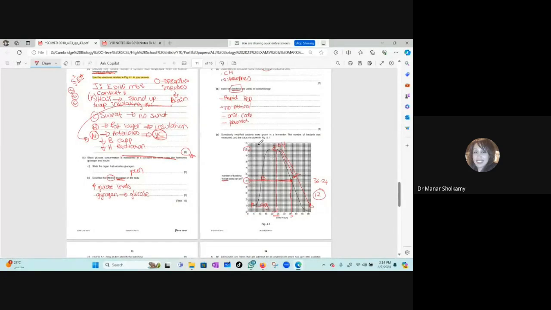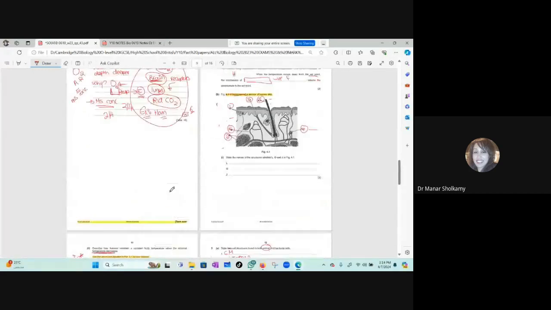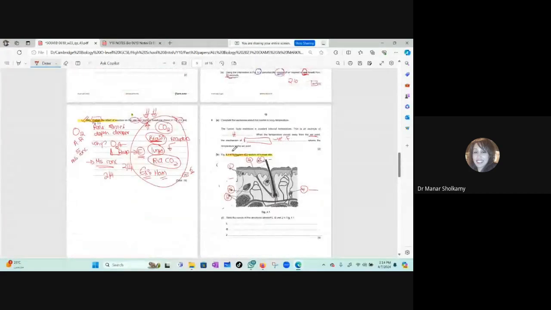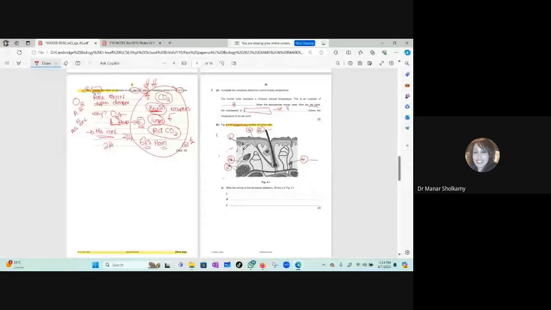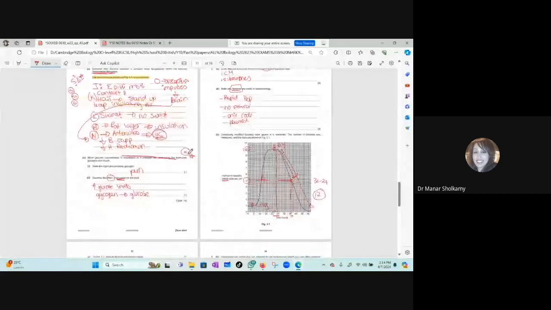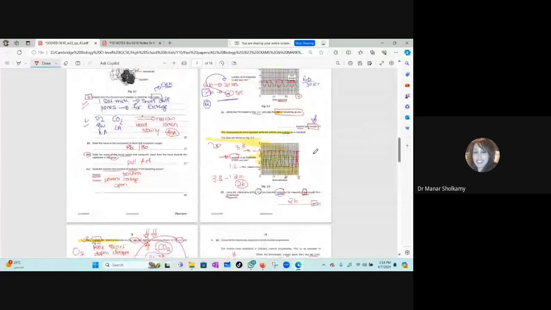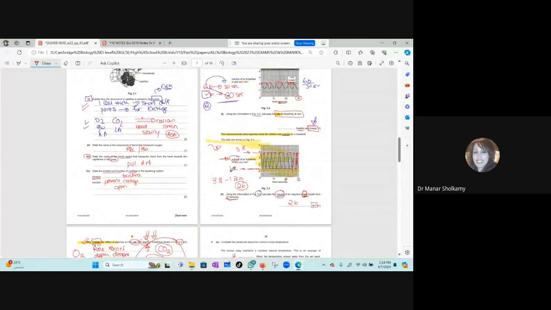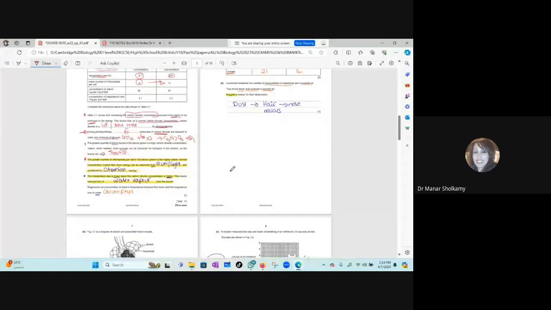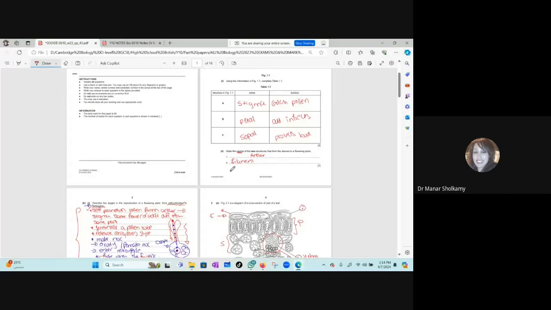It also included homeostasis. Homeostasis is not very common in a lot of exams, but here it was detailed. If you did not study this lesson, you will lose at least 9 marks, 6 marks here and 3 marks here. This question was tricky. I highlighted it for you. So this exam is an easy exam, but it's a long one.